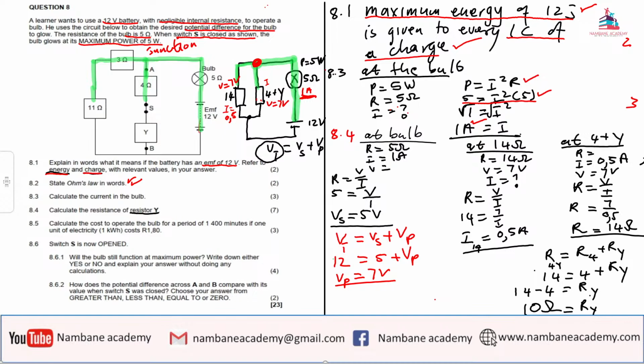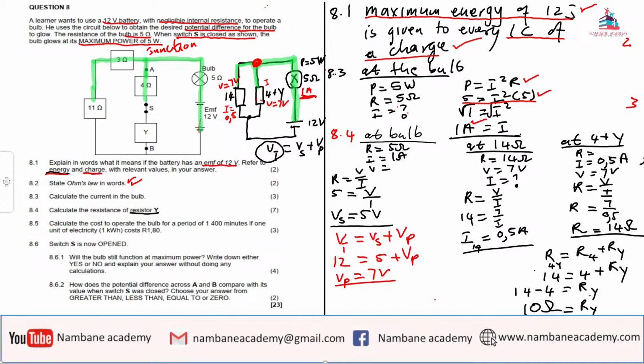Do you agree the current passing at 4 plus y is 0.5? Yes, sir. Thank you. Because the total is 1 ampere, right? And we calculated at 14 that the current passing at 14 is 0.5. So it basically says we are only left with another 0.5. So if that is the case, what is the V at 4 plus y?